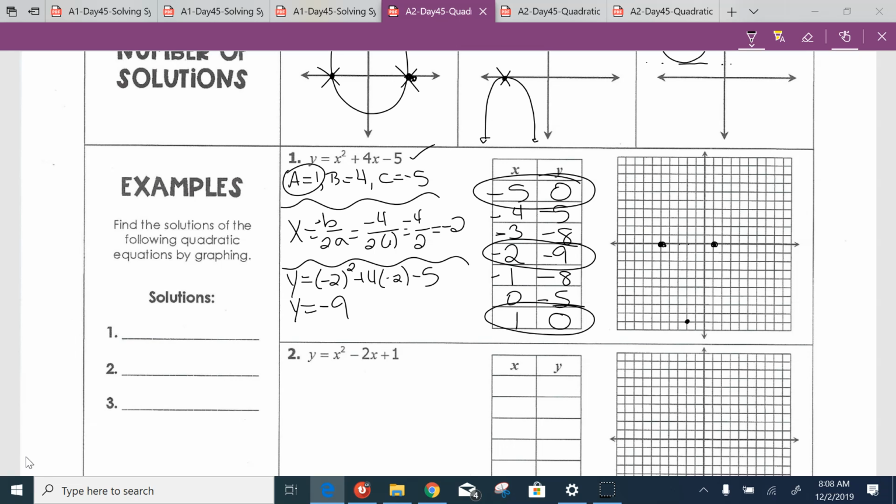I have a point at 0, negative 5. There's my y-intercept, 1, 2, 3, 4, 5. That helps my parabola a little better. Negative 1, negative 8. Negative 1, negative 8 right here.